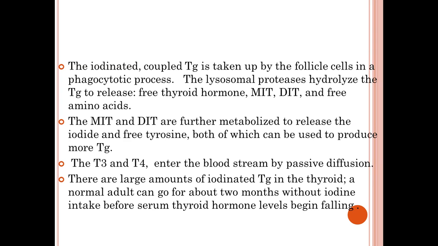The T3 and T4, which are what matter to us, will enter the bloodstream by passive diffusion, while the monoiodotyrosine and diiodotyrosine are metabolized more to release the iodide and the free tyrosine, and they will be reused again. The precursors, iodine and tyrosine, will be used again, while what we need, T3 and T4, will enter the circulation.